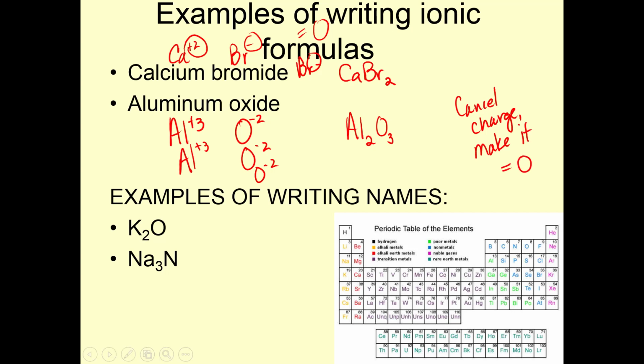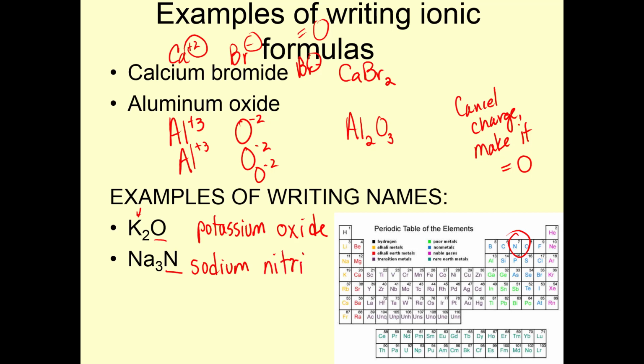Okay. Writing names is the opposite. You take the name of the first thing. This is a metal and non-metal, so we call it potassium because that's its name. The first name stays the same. Second name, change to -ide if it's from the periodic table. Okay. Look, it's sodium. And then the second one is from the anions from there, so it's nitride.